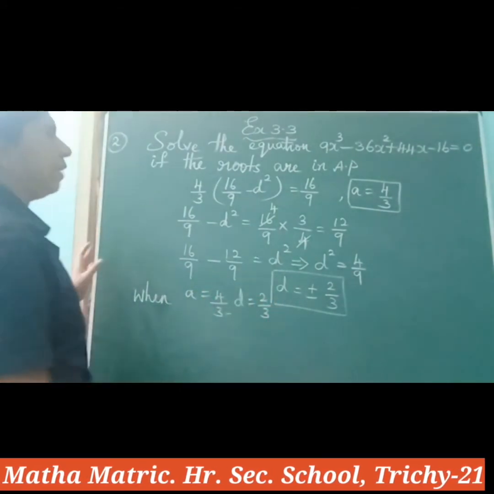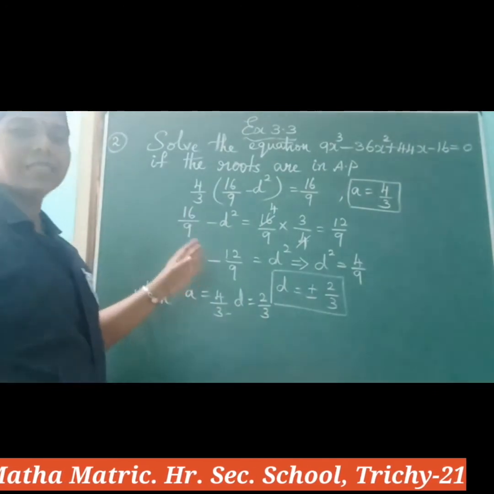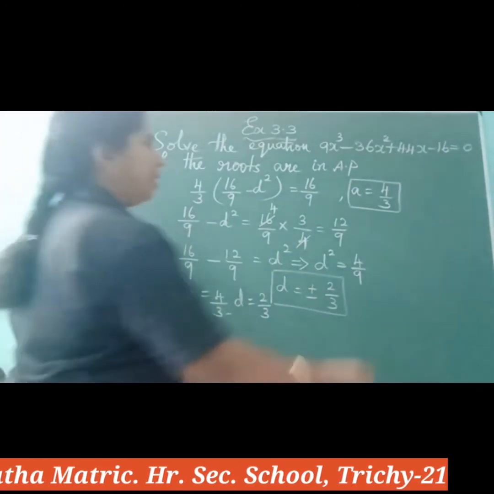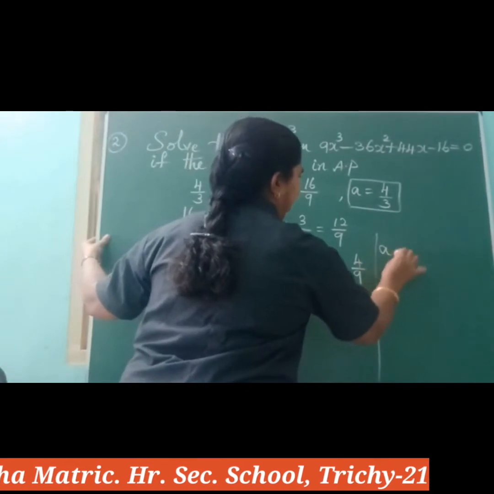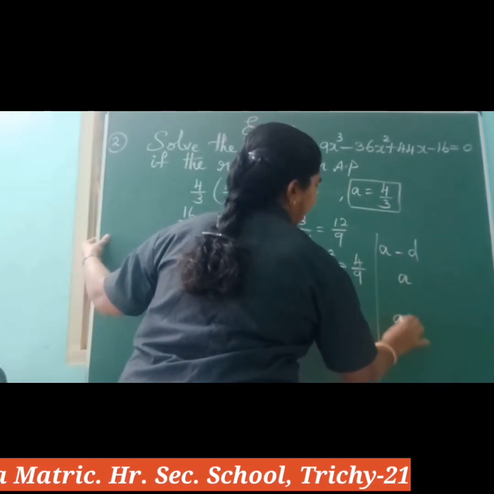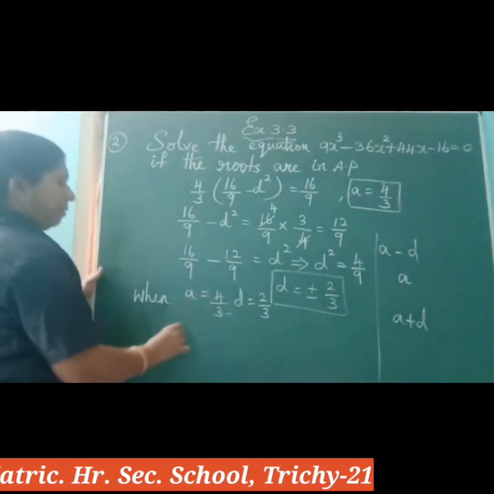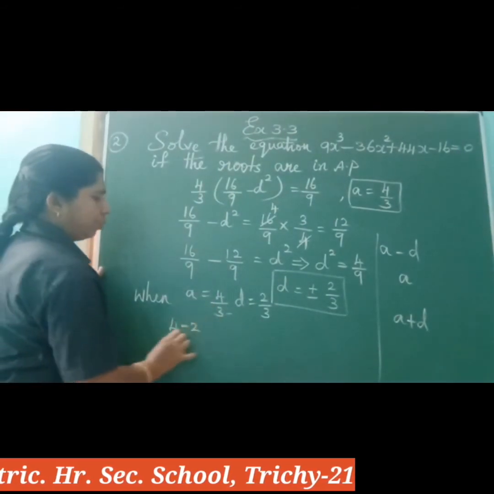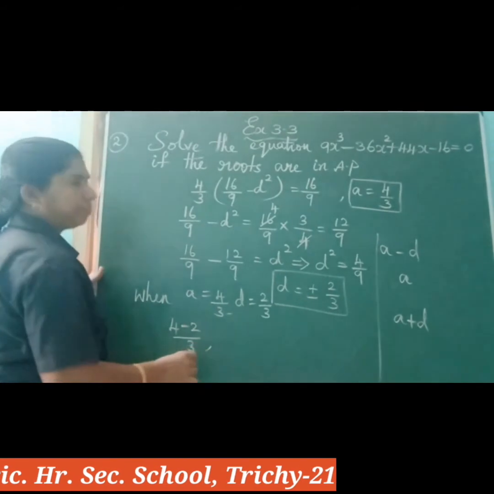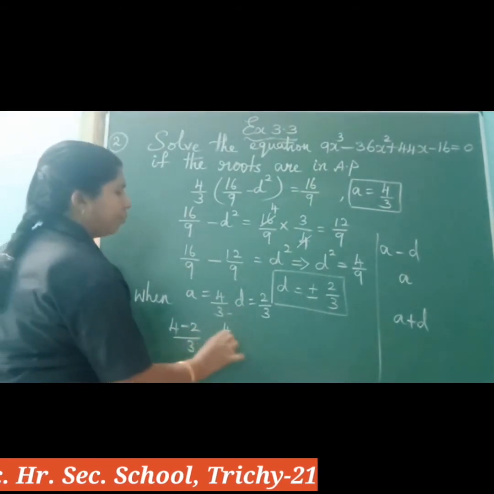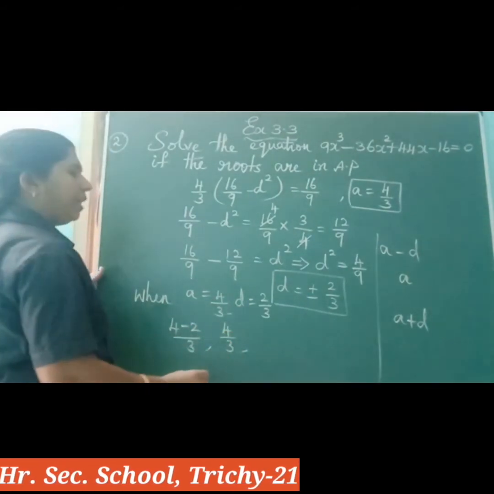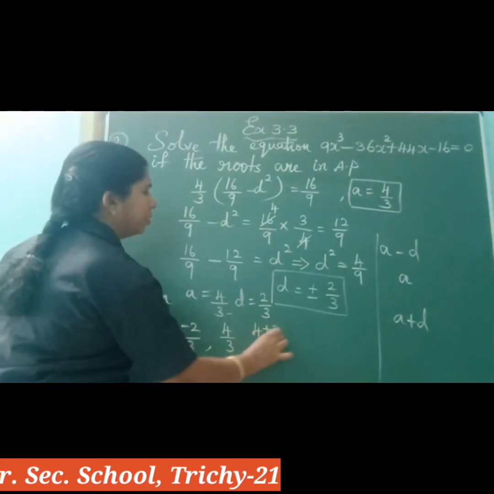With this we can find out the terms. Already we discussed the three terms are a minus d, a and a plus d. So the first one, a minus d, is 4 minus 2 by 3. Second one, only a, 4 by 3. Third one, a plus d, 4 plus 2 by 3.